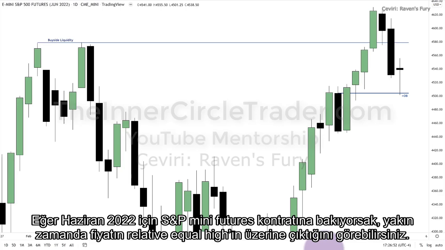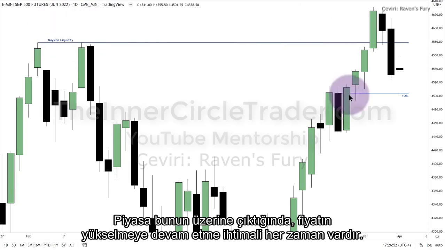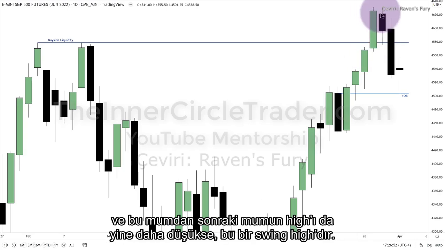If we're looking at the S&P futures mini contract for June 2022, you can see we recently traded up above the relative equal highs. So buy stops and buy side liquidity were resting right above here. So as the market drove above that, we always have the likelihood of seeing it continue going higher. But whenever it goes above relative equal highs and then we get a swing high like this, that being the high here, lower than the higher candle here, and the next candle after this candle, it has a lower high as well. So it's a swing high, not to be confused with a fractal that's used like an MT4.